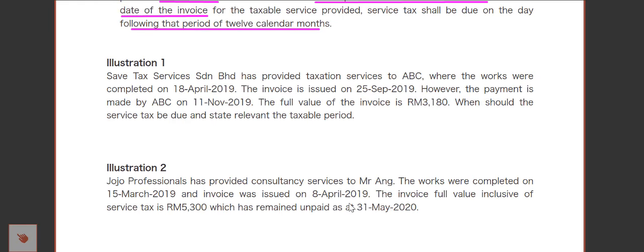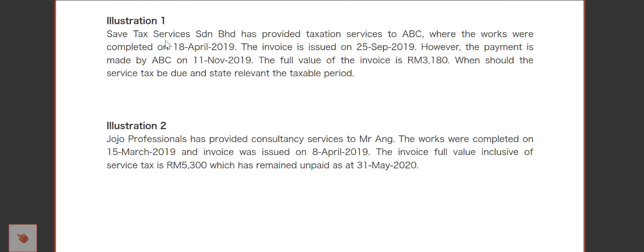Now, again, an example here. Safe Tax Services has provided taxation service to ABC, where the works were completed on 18 April 2019. The invoice was issued on 25th of September 2019. The payment was made by ABC on 11 November 2019. The full value of the invoice is 3,180. So when should the service tax be due, and what is the relevant period?